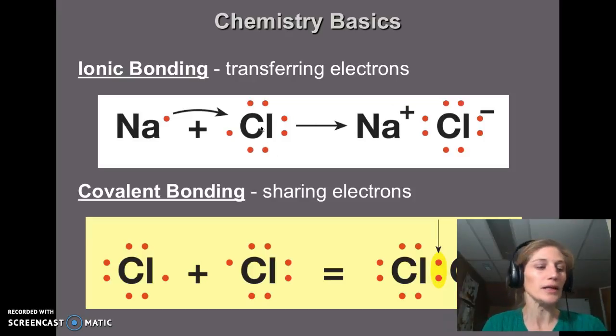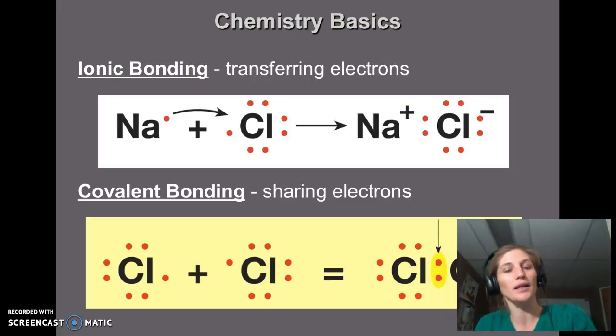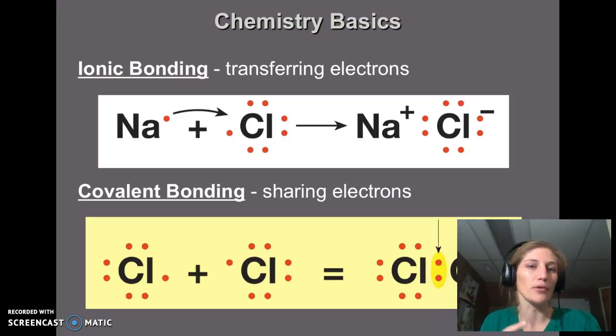Chlorine has 17 electrons, so it is 1 electron short and wants an extra electron to fill that shell. It's like, hey, anybody got an extra electron? It grabs that electron and pulls it in. Now it has 1 more electron than protons, so it becomes negatively charged. Then the sodium and the chlorine are attracted together and hold together.